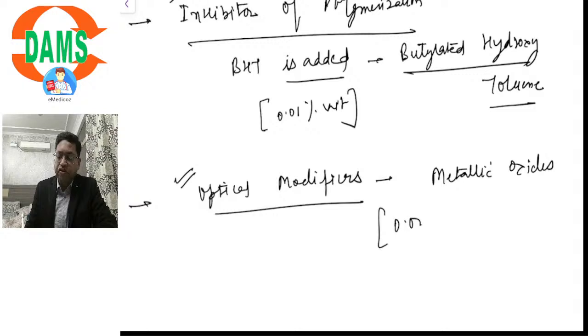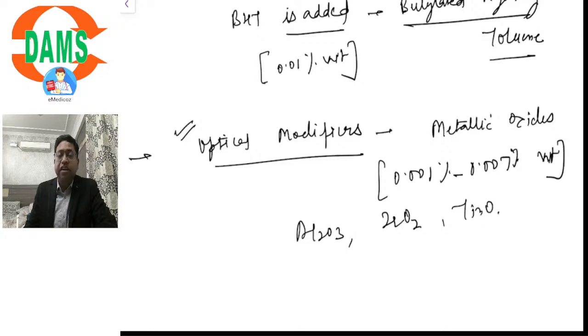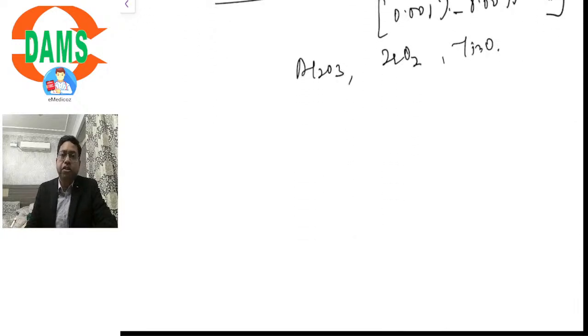present in a low concentration of 0.001 to 0.007% by weight. Such low concentrations of different metallic oxides like aluminum oxide, zirconium oxide, tin oxide are added to give different shades to the composites like A1, A2, A3, B1, B2, B3, etc. Okay, this is the composition of dental composites, the modern composites.